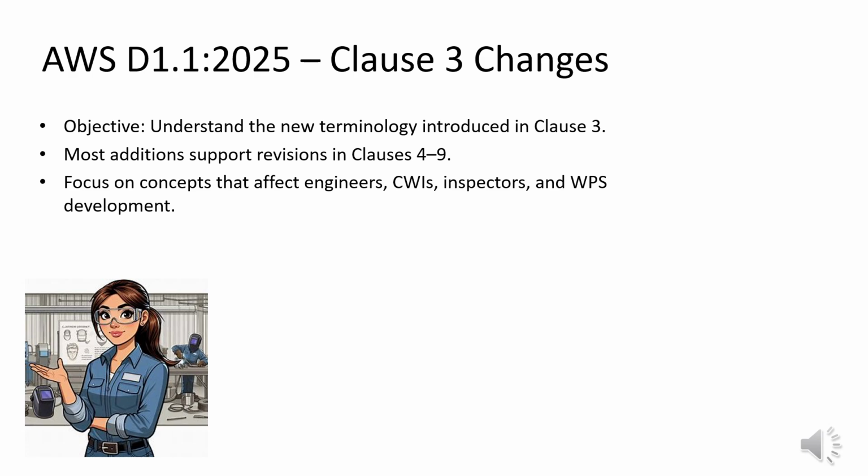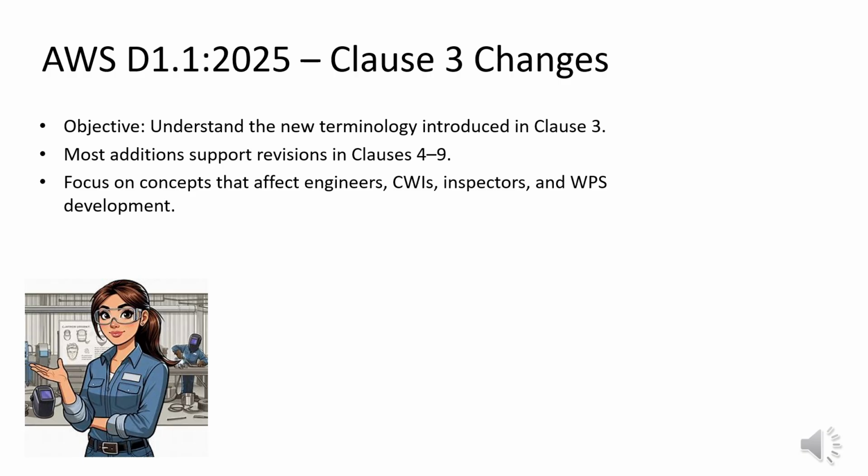Clause 3 Changes Overview. Before we jump into the design and qualification changes in AWS D1.1 2025, let's start with Clause 3, Terms and Definitions. At first glance, a glossary doesn't seem very exciting, but there's a reason AWS added these definitions. They introduce terminology that's used throughout the rest of the 2025 code.